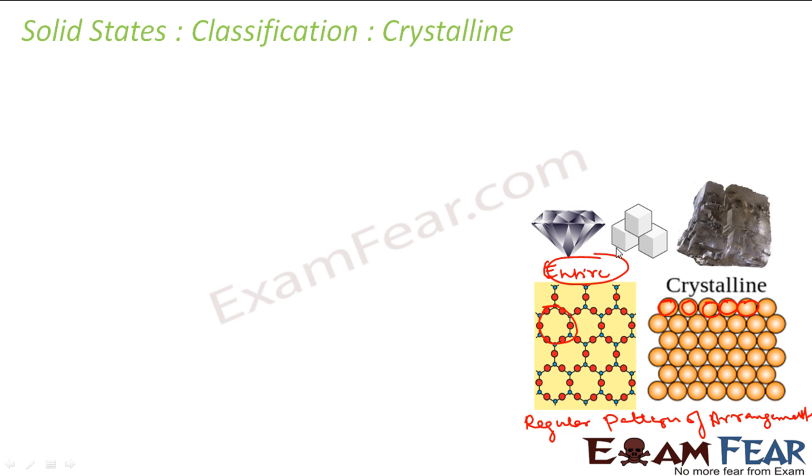Examples can be this is my diamond, or this is my NaCl. This is my quartz, graphite. There are so many examples actually, correct? So these are my crystalline things, and they have sharp melting points.